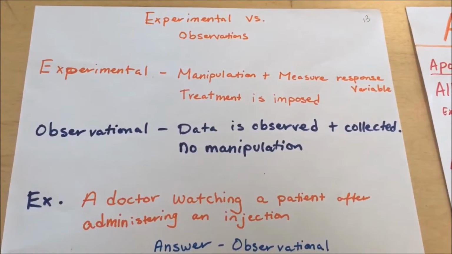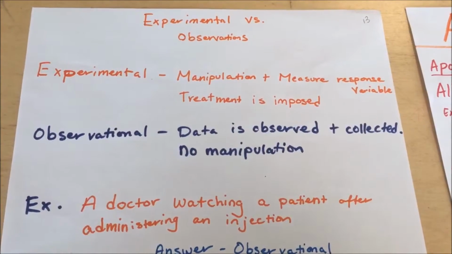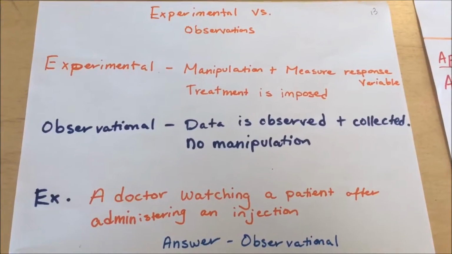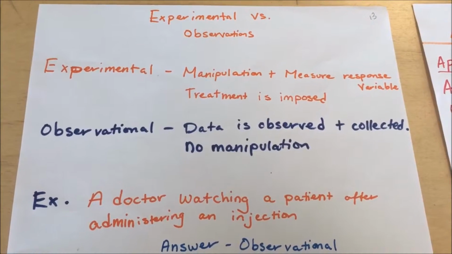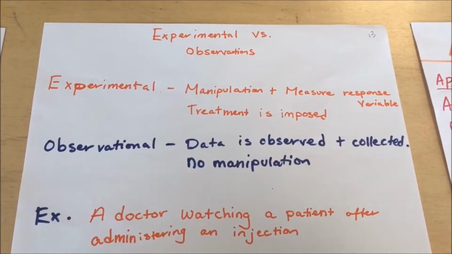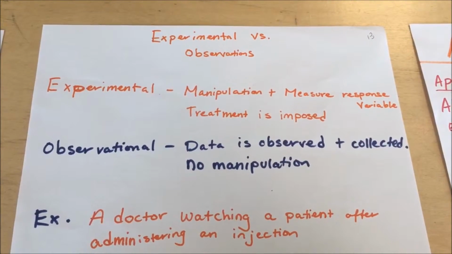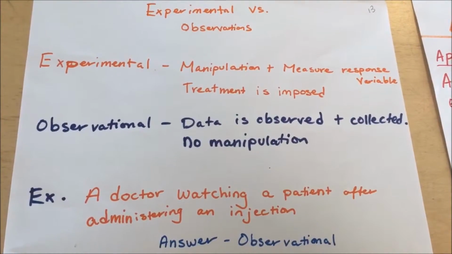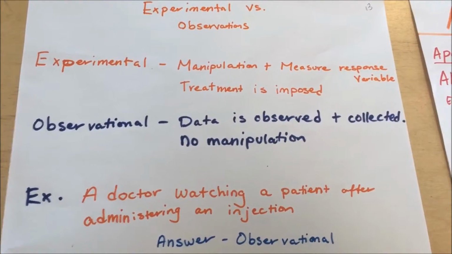Experimental versus observational. Experimental is manipulation and measuring the response variable. A treatment is imposed, while in observational, data is observed and collected and there is no manipulation. An example: a doctor watching a patient after administering an injection. That would be observational because the doctor is doing no manipulation.